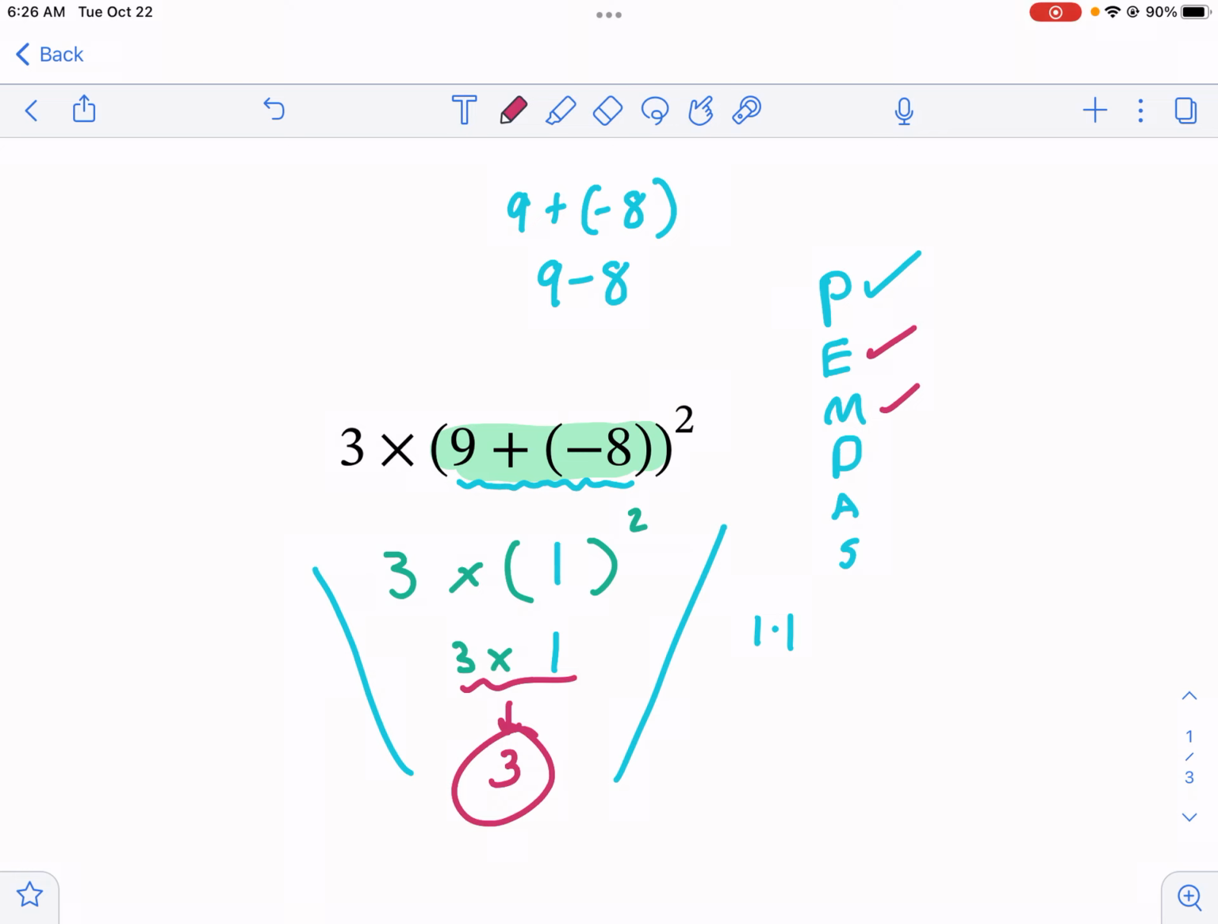beyond the parentheses. So obviously within the parentheses, I had addition and subtraction. Anytime you have parentheses, you're going to basically follow the order of operations. If there's parentheses within the parentheses, you start there.